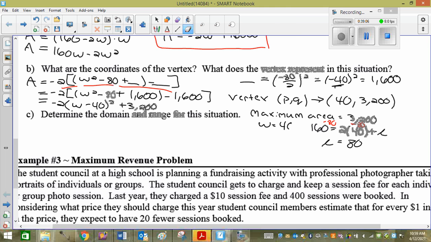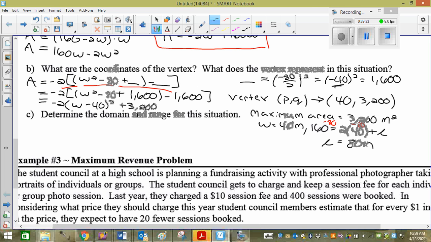What I want you to do is, when we have our width and our length, make sure we include units. Width is going to be in meters, remember, because the problem lists meters. Same thing for our length, 80 meters and 40 meters. And for our maximum area, remember it has to be meters squared. So if you forgot those units, just always go back and throw them in like that.